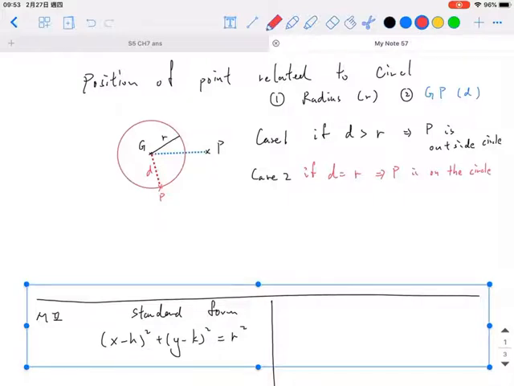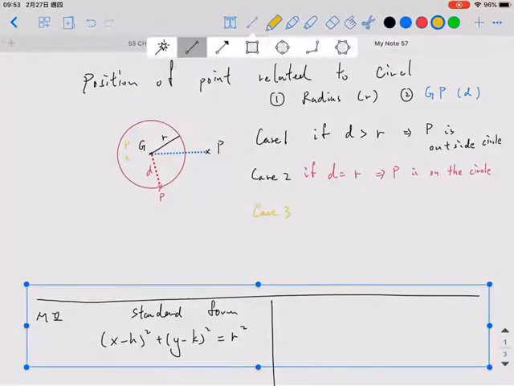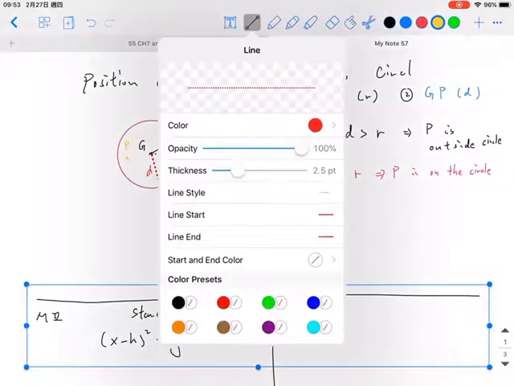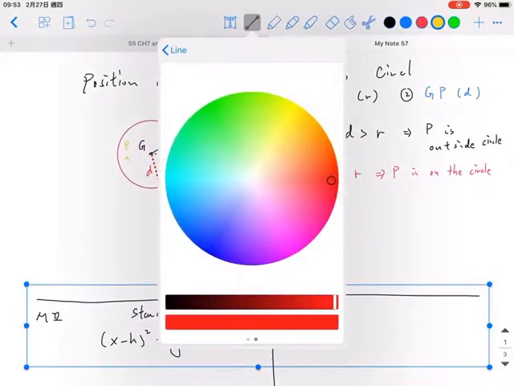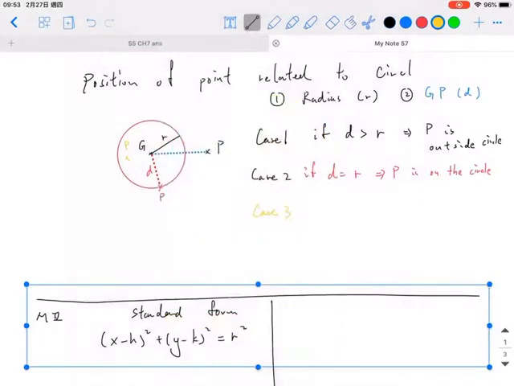And the third case, I write in yellow. Case 3, for example, I write down P is here, and then the distance from G to P will become PG is here, so it should be less than R, right? So if D is less than R, that means P is inside the circle.